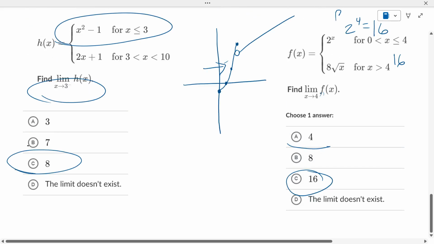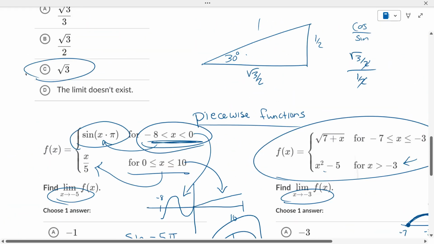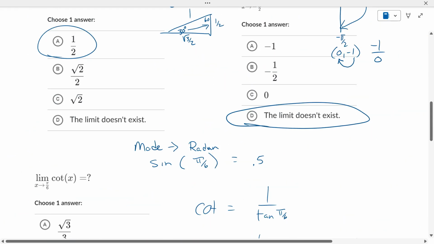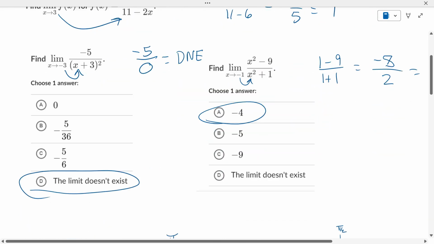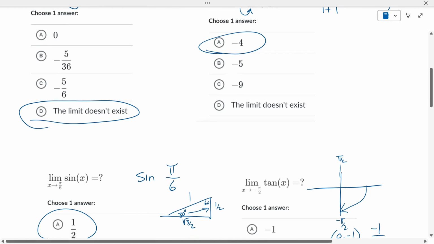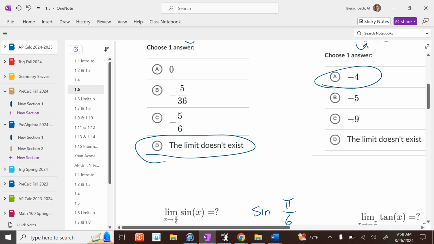Okay? So, piecewise functions and just plugging in limits. So you have like, I think 4 assignments in there. Plus we'll have a quiz.